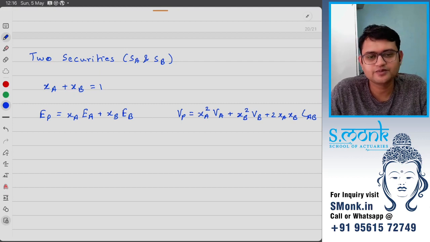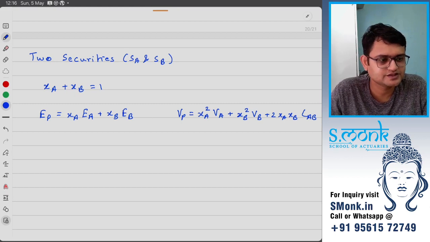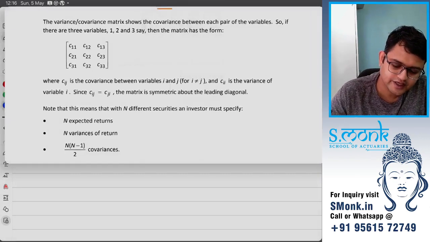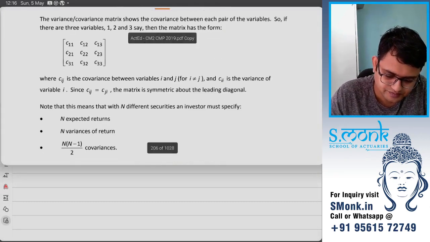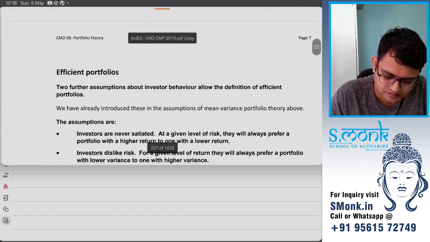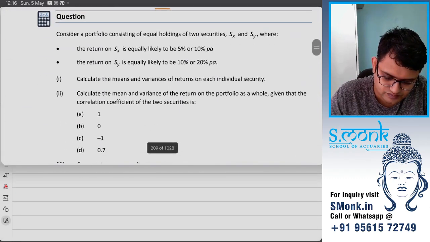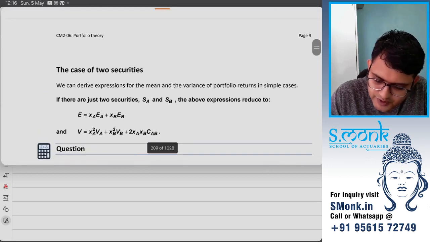Okay, so for example, we have taken 2 securities, or 2 assets. Now let's just take an example. This is page number 9.